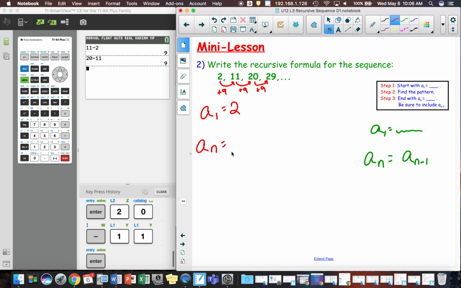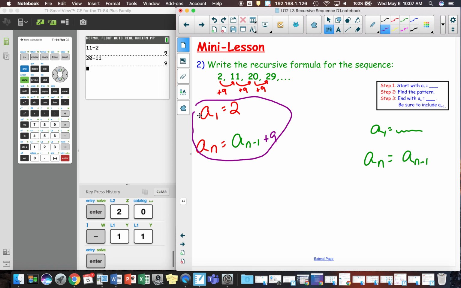Okay, so what this is telling me is that my first term is 2. To get every other term after that, I take my previous term. So I'm going to put that in green. I take my previous term, and my rule for this one is that I'm adding 9. So plus 9. And that's it. That's all that you need to do for this problem here.